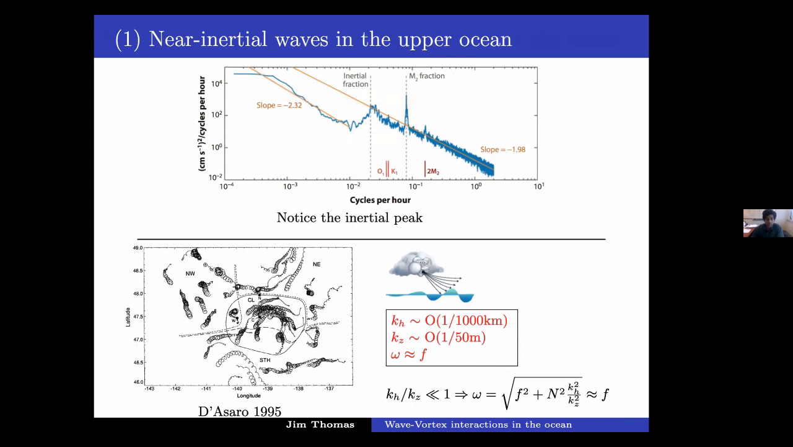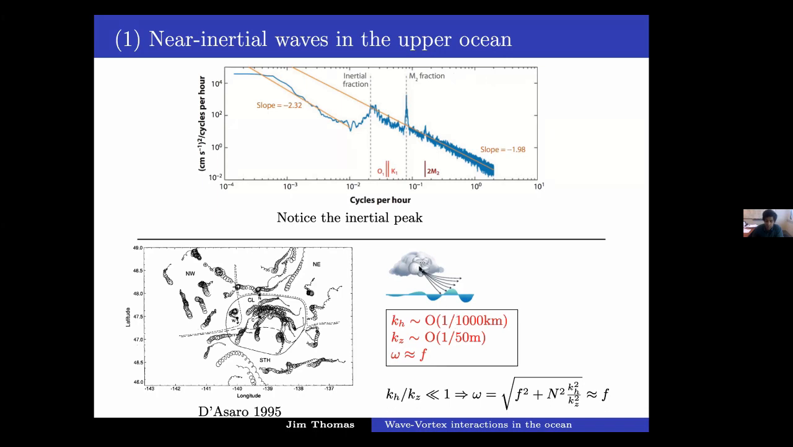So the first wave field we look at is called the near-inertial wave. This is the frequency spectrum we saw earlier in this talk. In this frequency spectrum, there's a distinct peak here. This peak is called the near-inertial peak, and it's a peak because winds force the upper ocean at this frequency. So the wind forcing in the upper ocean excites waves at horizontal scales of thousands of kilometers.